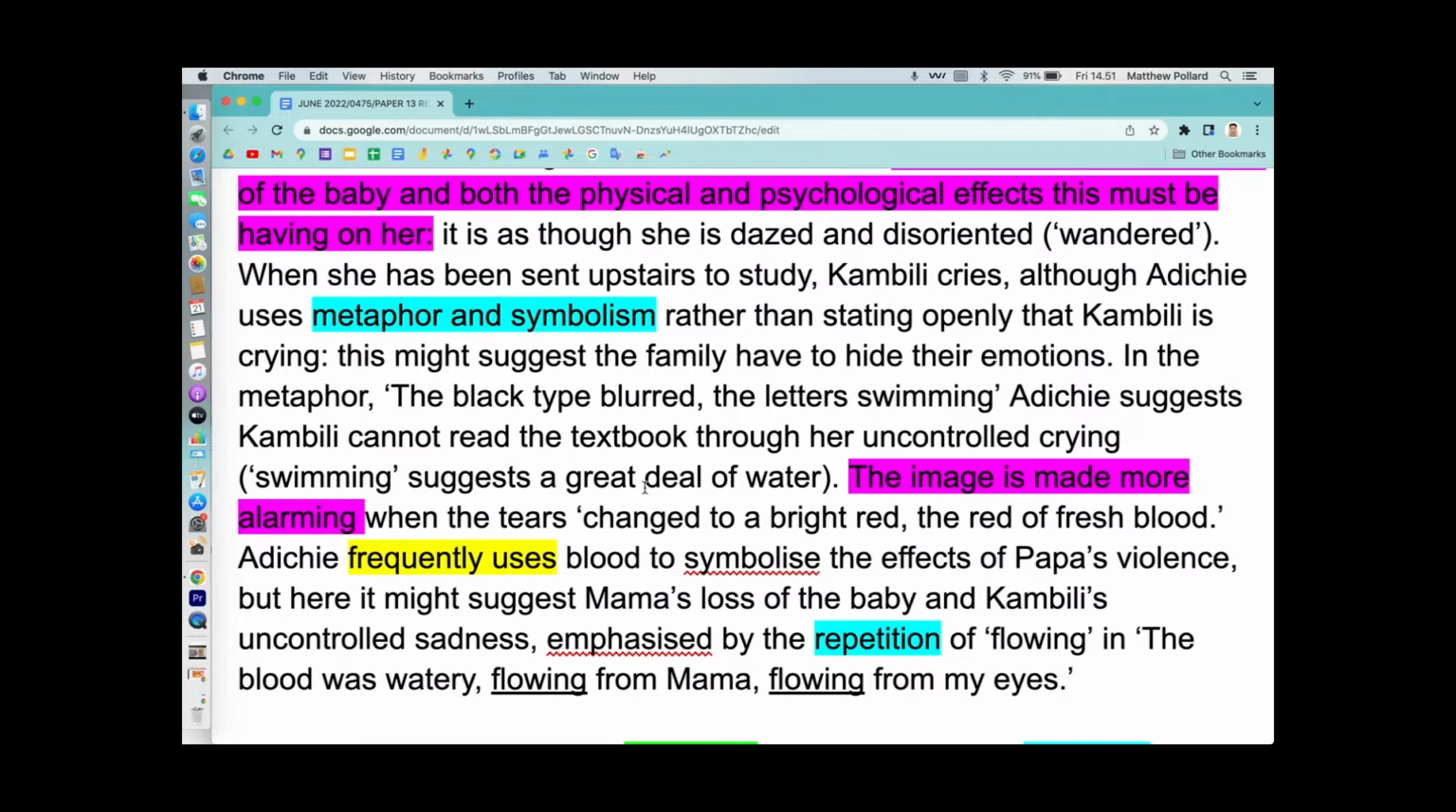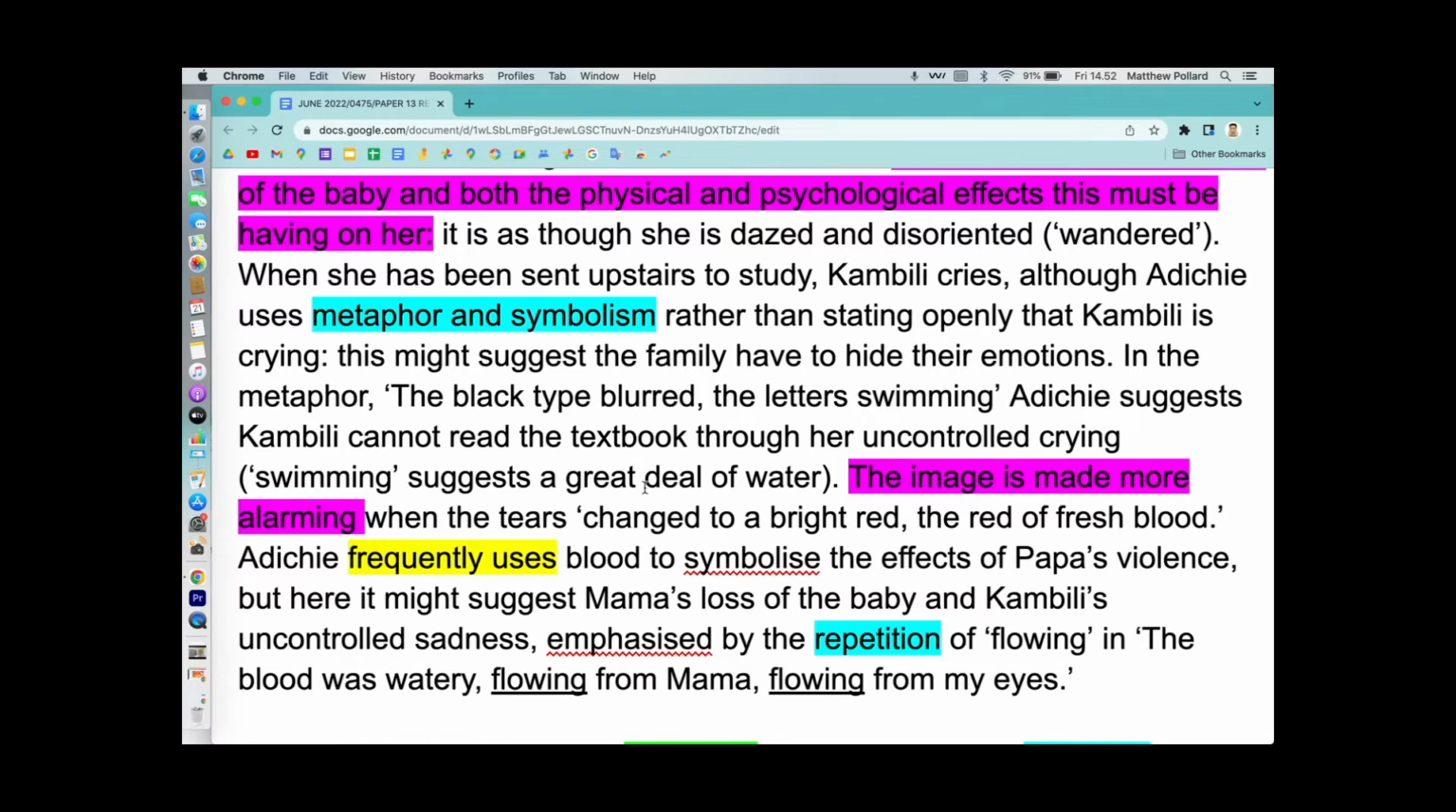In the metaphor, the black type blurred, the letters swimming. Adichie suggests Kambili cannot read the textbook through her uncontrolled crying. Swimming suggests a great deal of water. The image is made more alarming when the tears change to a bright red, the red of fresh blood. Adichie frequently uses blood to symbolize the effects of Papa's violence. But here, it might suggest that Mama's loss of the baby and Kambili's uncontrolled sadness, emphasized by the repetition of flowing in the blood, was watery, flowing from Mama, flowing from my eyes.